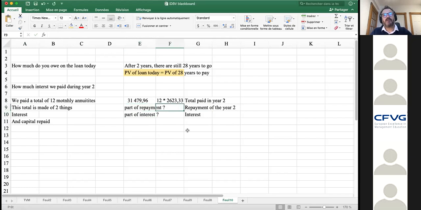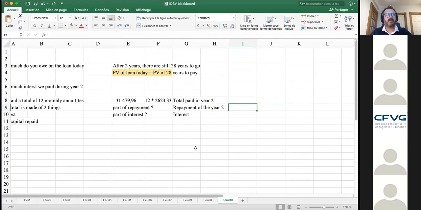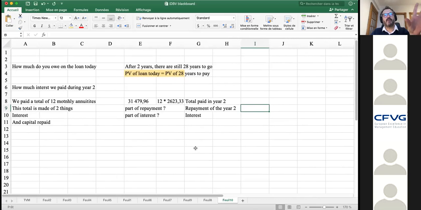Okay, the part of repayment, actually, it's going to be easy. I'm not sure it's 30,000, but I need to check. I don't have the figures in my mind. I'm just giving you the logic so you can try to do it for tomorrow.